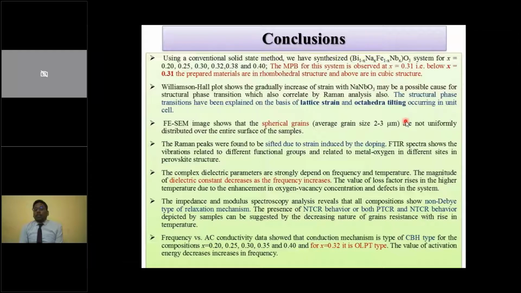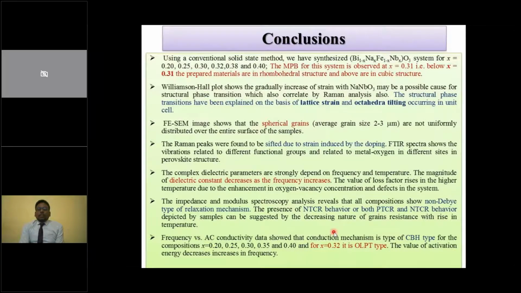The SEM images show near spherical type grains as well as grain boundaries, with a grain size of about 2 to 3 microns. The Raman spectra also shift due to the strain induced by the doping concentration, and the FTIR spectra show vibrations related to the different functional groups. The electrical characterization shows non-Debye type behavior, and from the impedance spectra we find NTCR and PTCR type behavior, suggested by the decreasing nature of the grain resistance as the temperature rises.